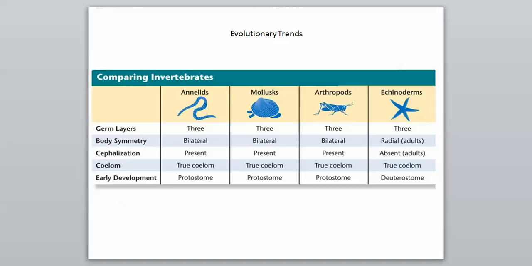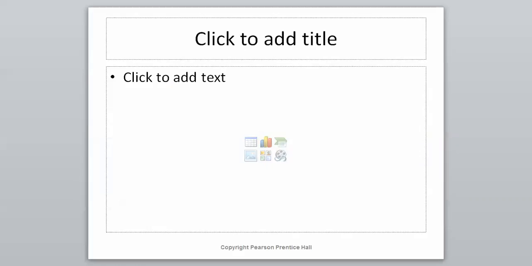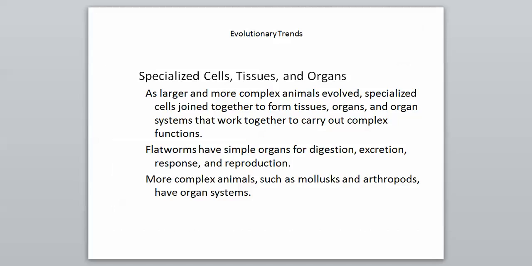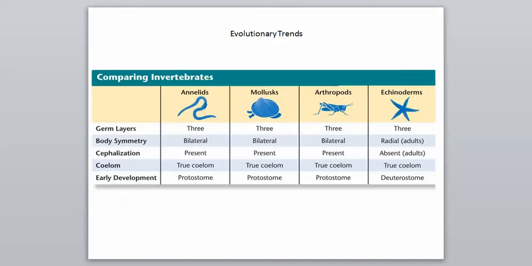And then the echinoderms, kind of a different group there. They're very different because they're actually deuterostomes, so they do not have as much development there. So then the deuterostomes are going to be more closely related to our vertebrate animals, which we'll get into after this chapter.